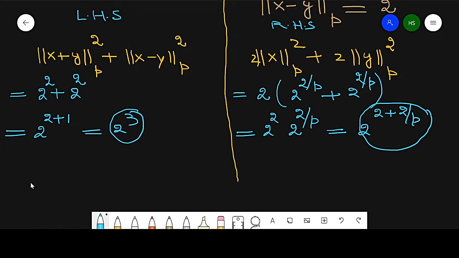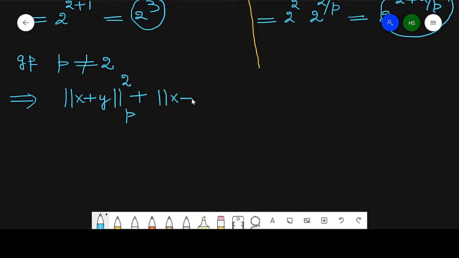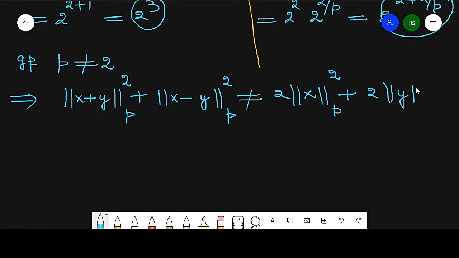So in case of p not equal to 2, it implies norm x plus y p raised to power 2 plus norm x minus y p raised to power 2 is not equal to 2 times norm x p raised to power 2 plus 2 times norm y p raised to power 2. So left hand side is not equal to right hand side.